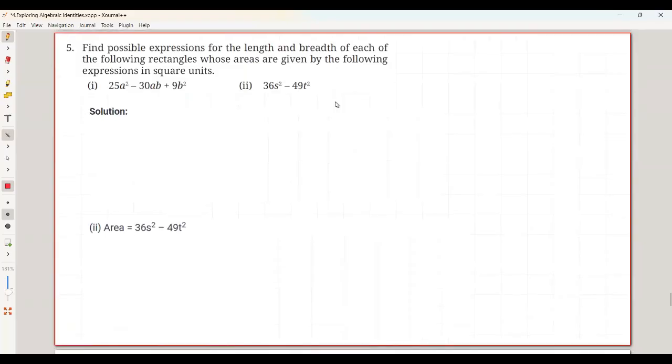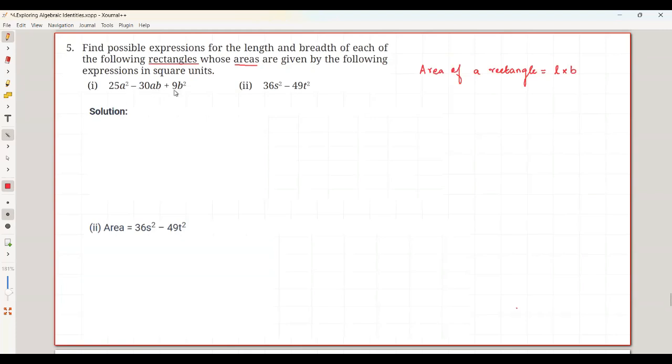Question number 5. Find possible expressions for the length and breadth of each of the following rectangles whose areas are given. Whose areas? That means the area of the rectangle. We know the formula for the area of a rectangle: area is length into breadth, L into B. Now from this we have to identify what is length and breadth.